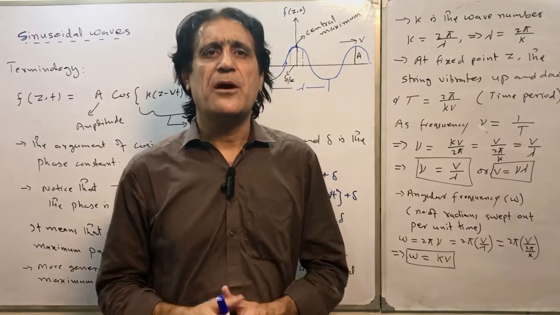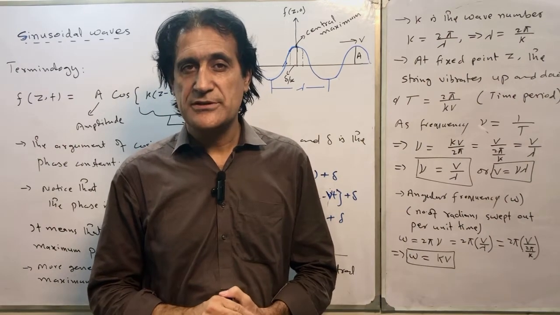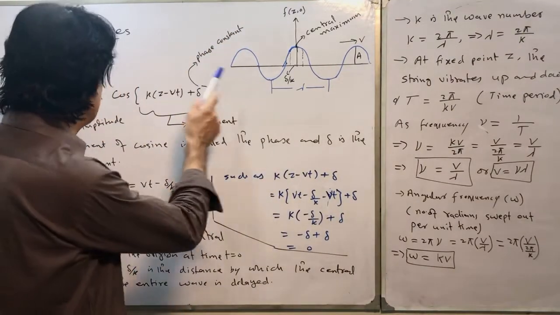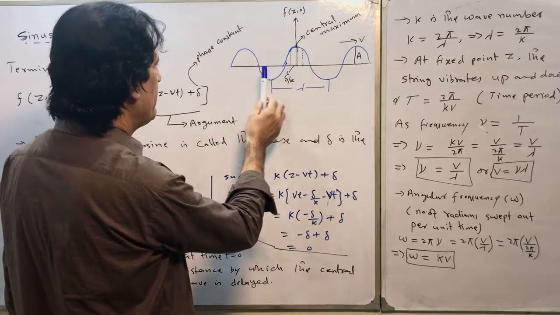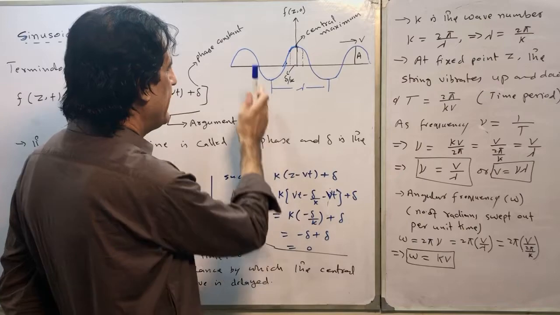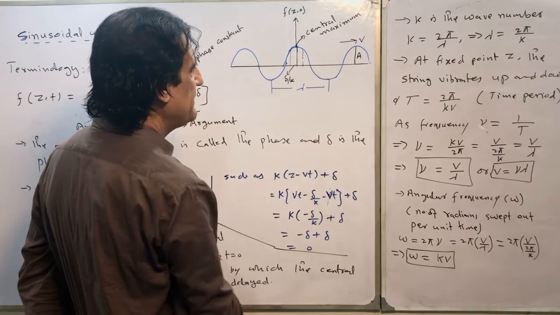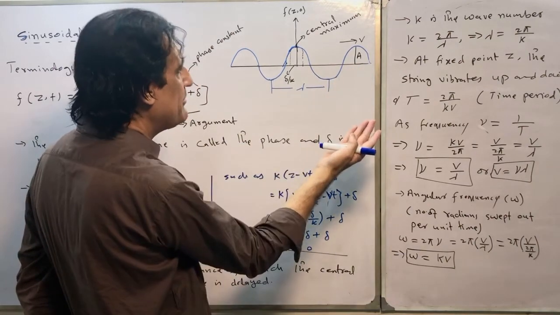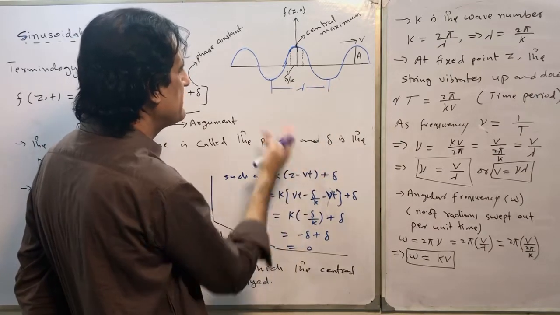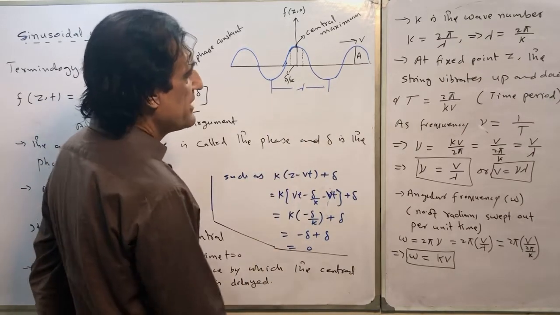To discuss more about a wave, next I am going to discuss a sinusoidal wave. In the terminology of a sinusoidal wave, here I have shown a wave of some oscillation moving along the z direction with velocity v, where A is the amplitude, and this is the wavelength, the consecutive distance between two troughs or crests.